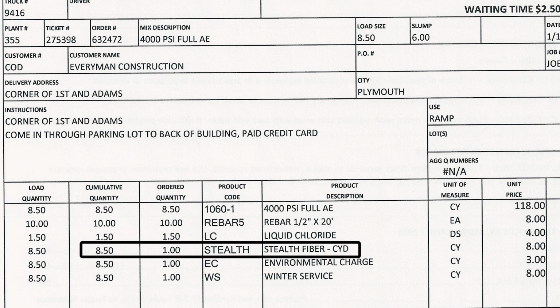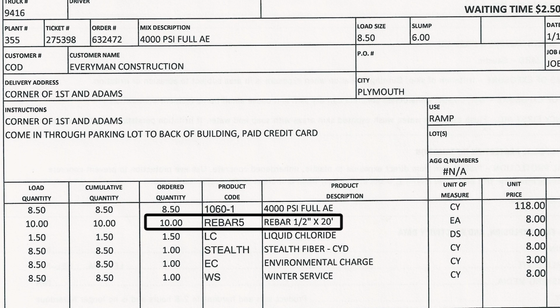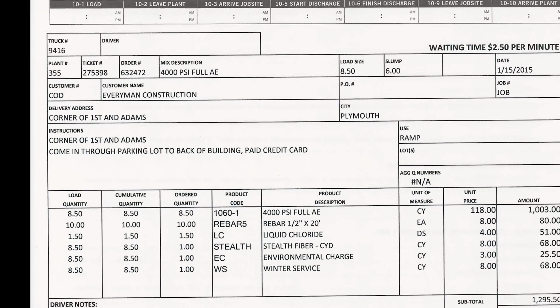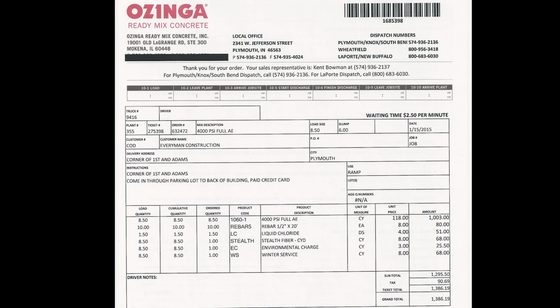We will need to add 8 bags of stealth fiber to the load, and the customer has requested that we bring 10 half-inch by 20-foot rebar. Everything looks in order, except for one thing.